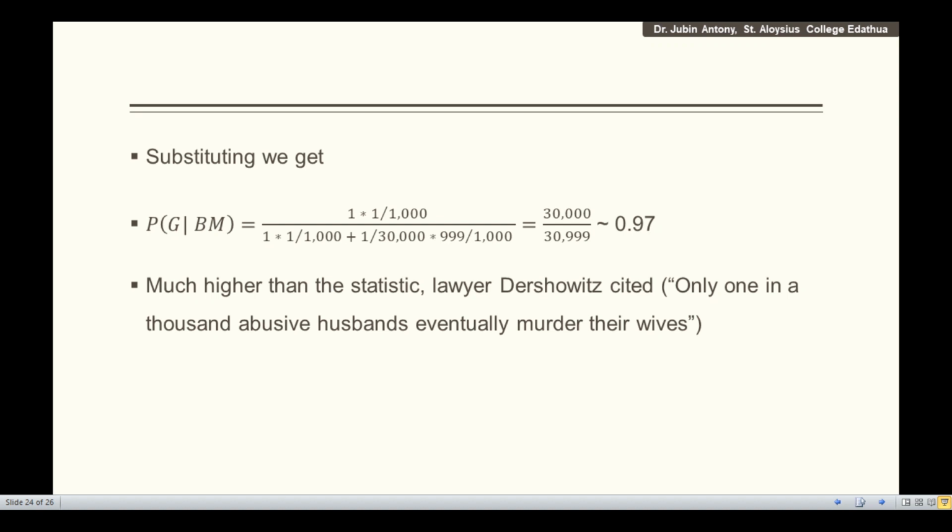Substituting, we will get probability of G given B intersection M equal to 0.97, which is much higher than the statistic Dershowitz cited, that is only 1 in 1,000 abusive husbands eventually murder their wives. Now, please note here, we are not saying that the case can be decided only based on this probability. This was just an analysis of a misleading statement. Now, to those who got interested in the case, although the prosecution produced overwhelming evidence, the judge found Simpson not guilty.